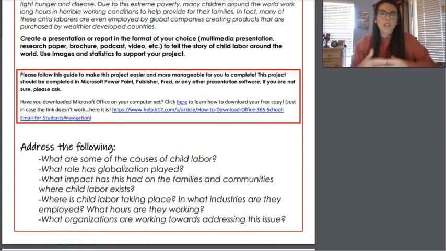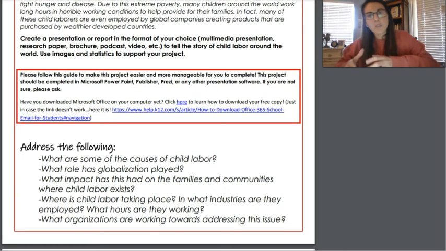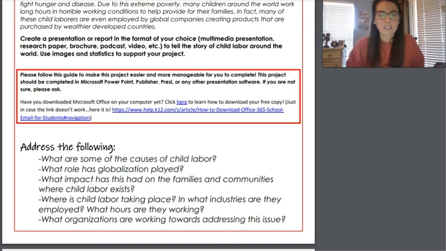In other words, in what ways have globalization or maybe technology or different things encouraged child labor, even though that's not something we tend to want to think about? What impact has this had on families and communities where child labor exists? Like we've discussed, child labor usually exists in areas of poverty. Well, how is this created, and what is this doing to the family dynamics?